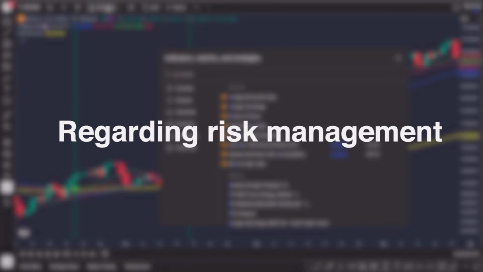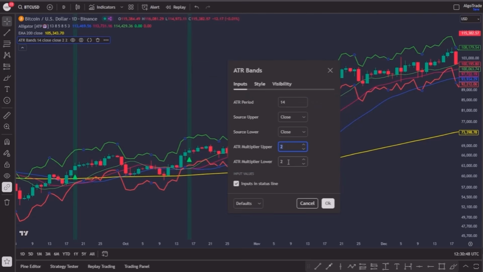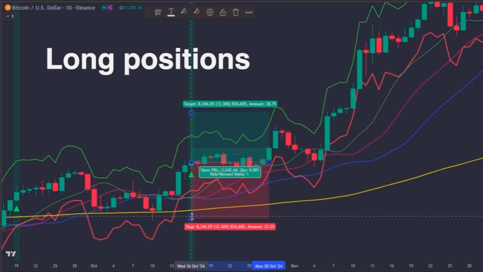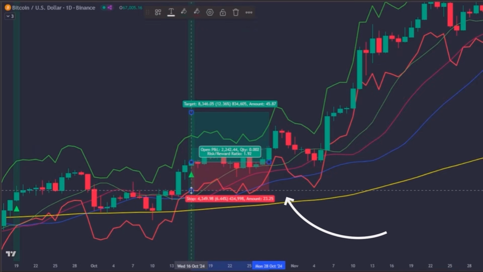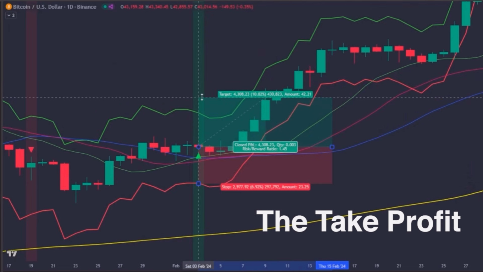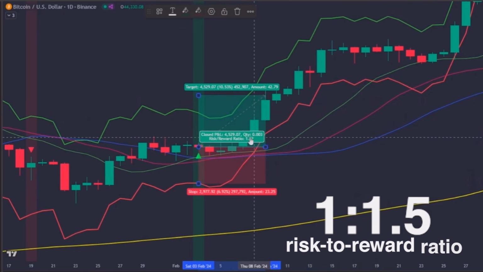Regarding risk management, for the stop loss we'll use the ATR bands with a multiplier of 2, so every trade adapts dynamically to market volatility. For long positions, the lower band sets our stop loss. For shorts, we use the upper band. As for the take profit, we'll stick with a 1 to 1.5 risk to reward ratio.